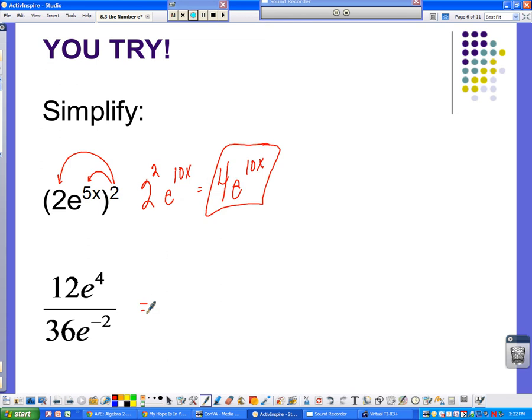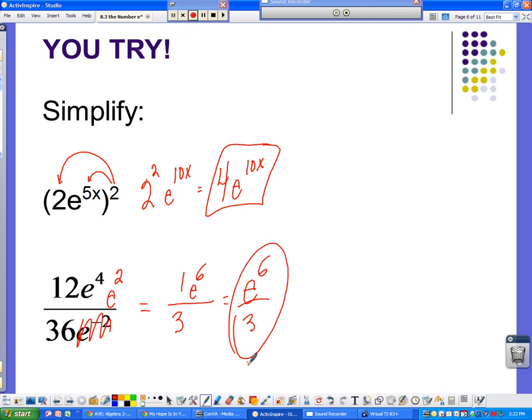Okay. On this one, typically if we have negative exponents, remember we're going to move those to the top. 12 over 36 gives us 1/3. e to the 4th times e squared. Remember we have to multiply those and we get e to the 6th. So the best answer would be e to the 6th over 3 as our final answer.